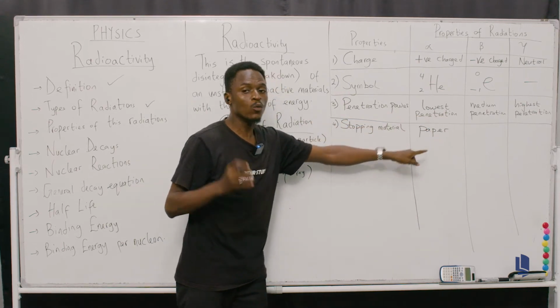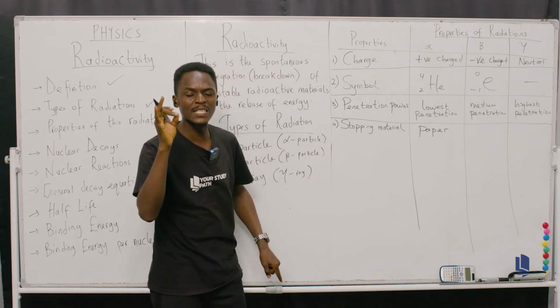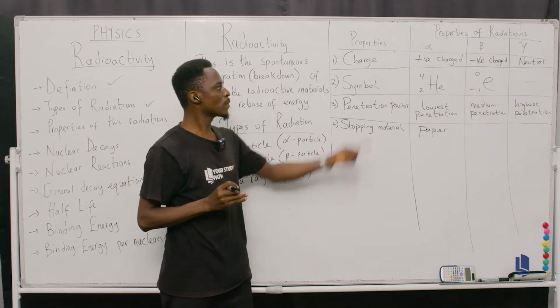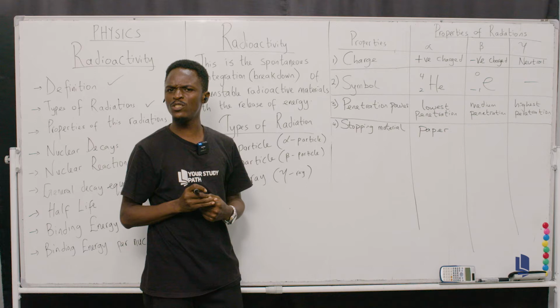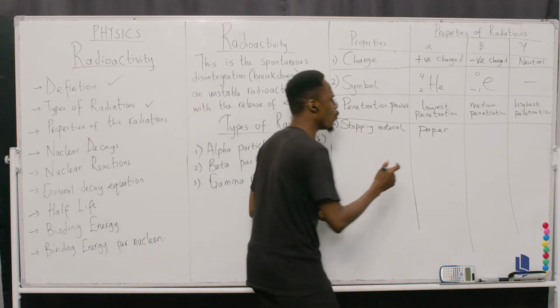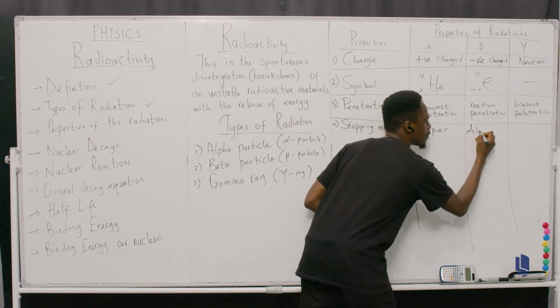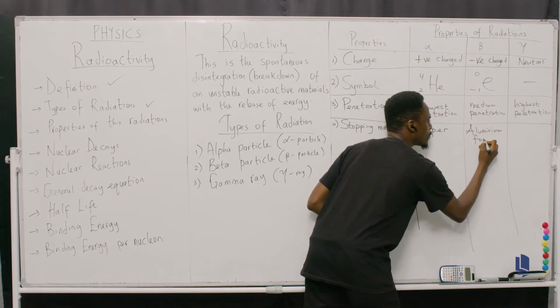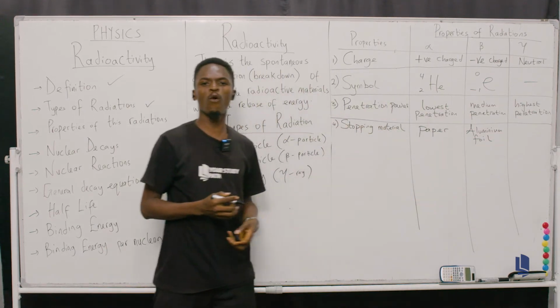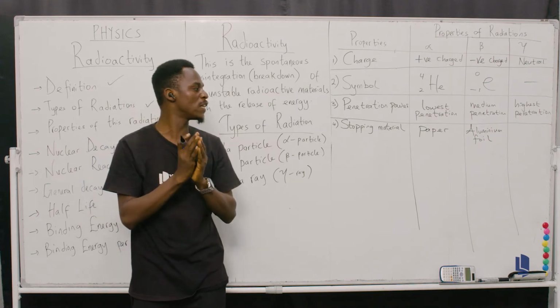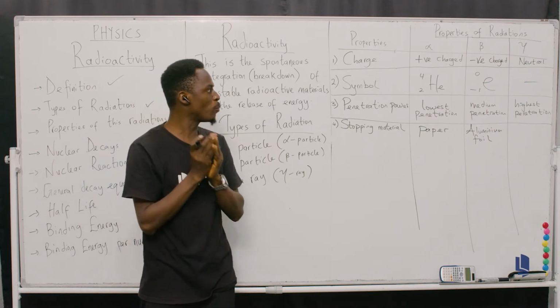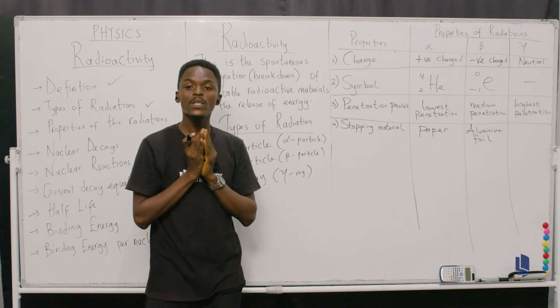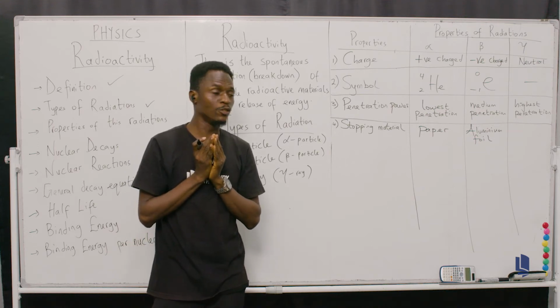Alpha particle would easily be stopped with a piece of paper. Beta particles, what can you use to stop them? Then you are going for your aluminium foil. Your aluminium foil would be a perfect instance used to stop beta particles. Your gamma particles, what can you use?